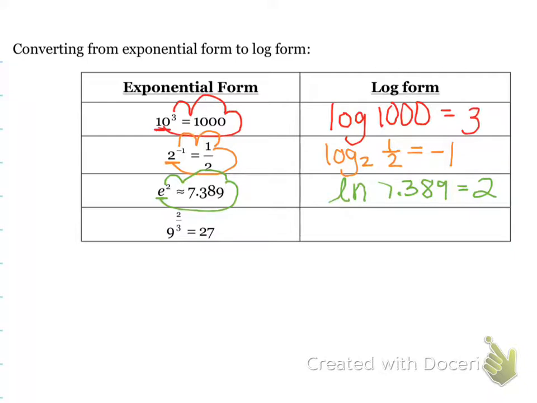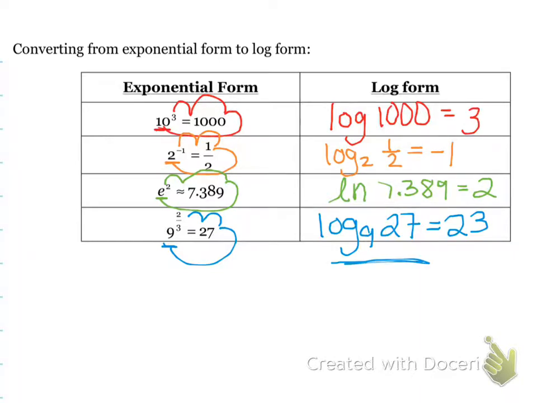And then our last one, log base 9 of 27 equals 2/3. And when you're writing logs, make sure the base is a subscript so it's smaller and it's lower than your argument, or else it's going to look like 927 as the argument, which then we would assume the base would be 10. So make sure that subscript is written smaller.